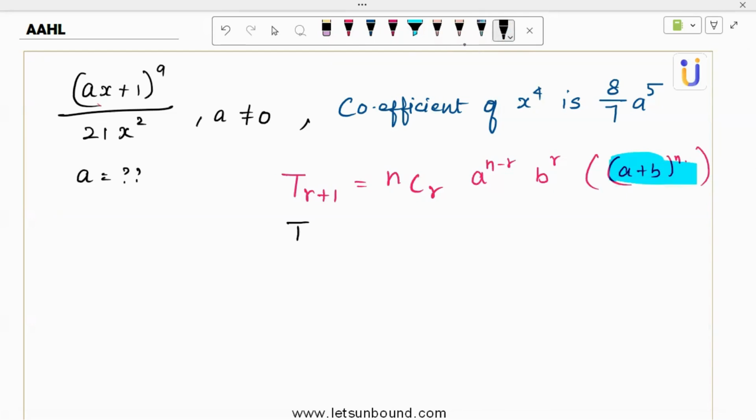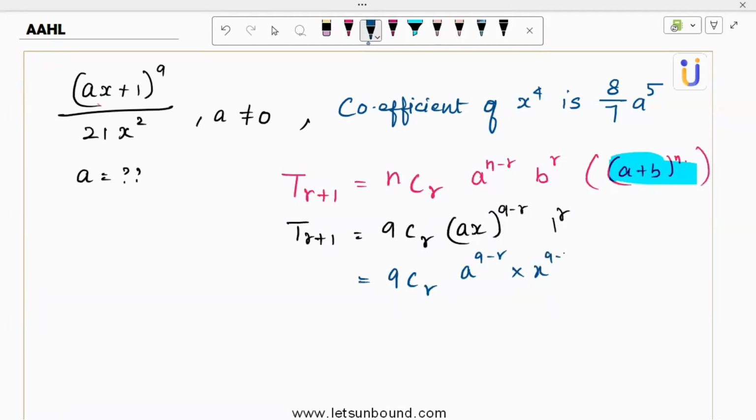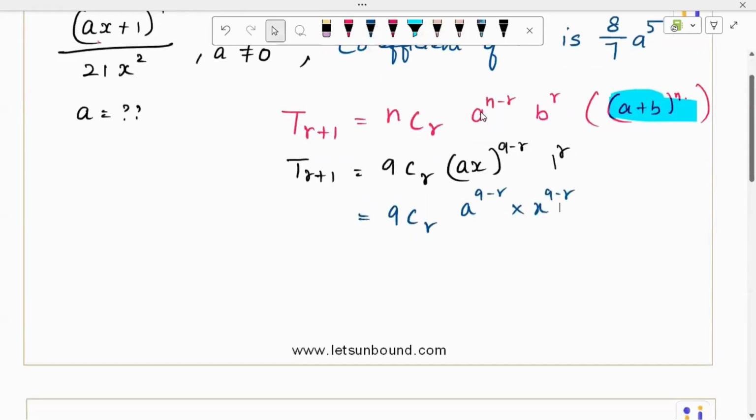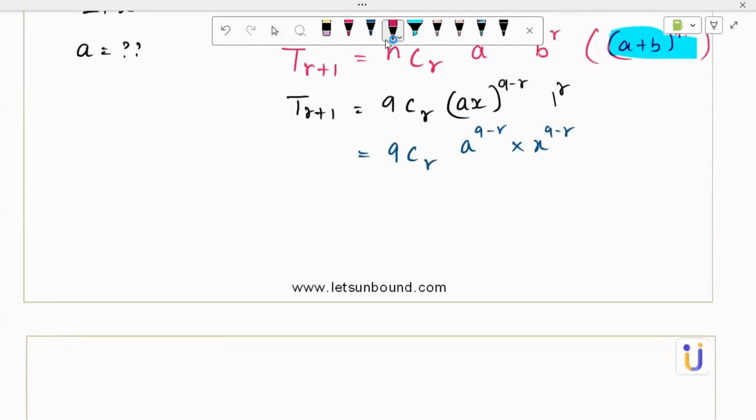Let's try to simplify this general term. 9Cr, and the first term is ax, so (ax) to the power n minus r, which is 9 minus r, and b^r. b is 1, and 1 to the power r, 1 to the power anything is 1. So 9Cr, and a is just a number, a^(9−r) times x^(9−r). This is a simplification I can do. Now, this is the general term.